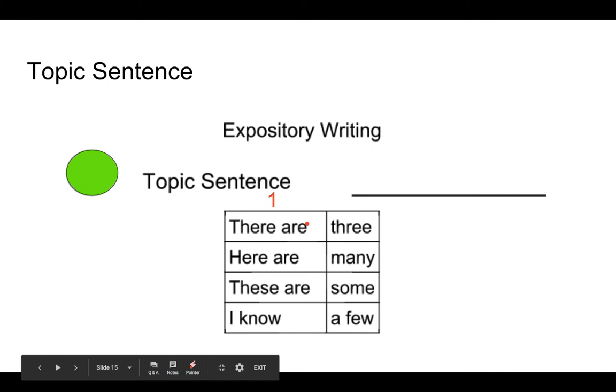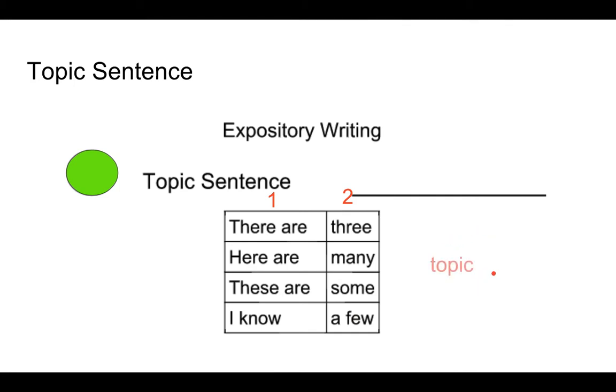So these are, there are, here are, these are, and I know. Next, I'm going to look at the second column here. So I'm going to pick 1 from this column: 3, many, some, a few. And then next, to finish off my topic sentence, is going to be my topic. In this case, my topic is ways to take care of plants.